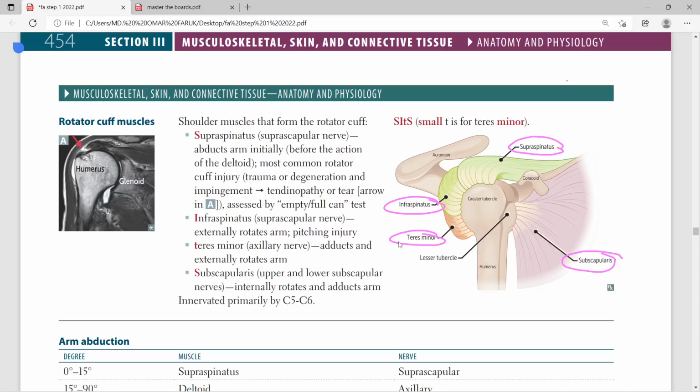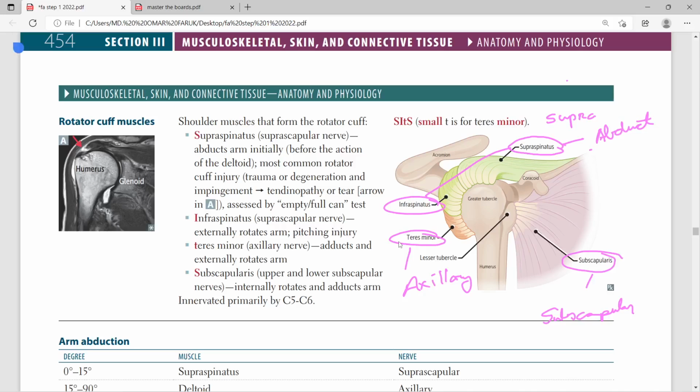Supraspinatus and infraspinatus are both supplied by the suprascapular nerve, and teres minor is supplied by the axillary nerve, and the subscapularis is supplied by the subscapular nerve. Okay, in supraspinatus, we have to know the action done by this muscle. Supraspinatus actually abducts the arm initially. This is abduction.